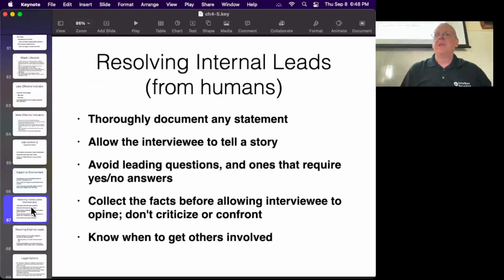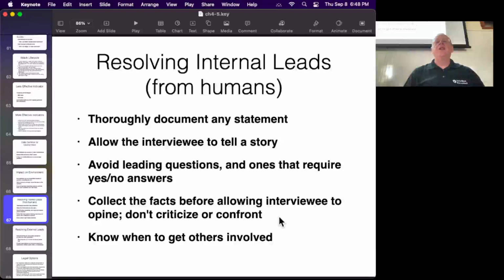All right, so then from humans, if humans are telling you what happened, then document anything they say. Let them tell you the story. Don't lead them to where you want them to go. Find out what they've got. Avoid leading questions. Avoid questions that just have yes or no answers. You want to prompt them to tell you what they know.